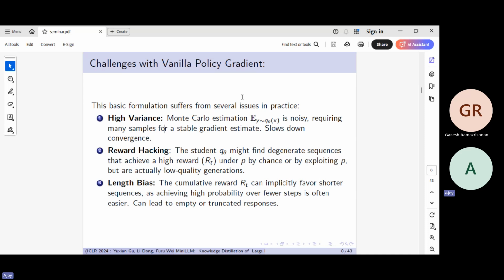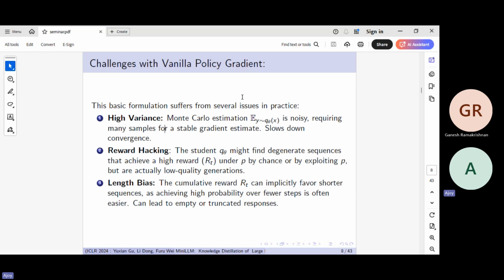And the second problem is that since the student is learning from its own model distribution, it can happen in some sentences that the reward for certain tokens is high. So the student can hack those rewards and just go to low quality generations. And the third problem is length bias. There is always a length bias because rewards are given on the future tokens, so the last token will get the least reward. So the student will try to converge to shorter sentences.